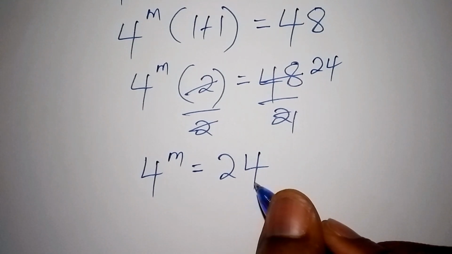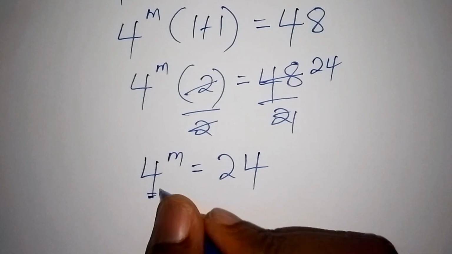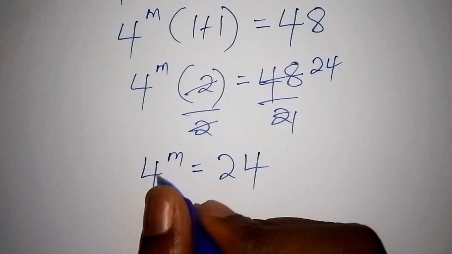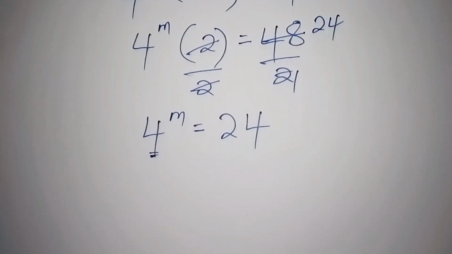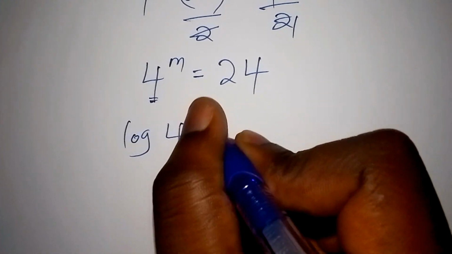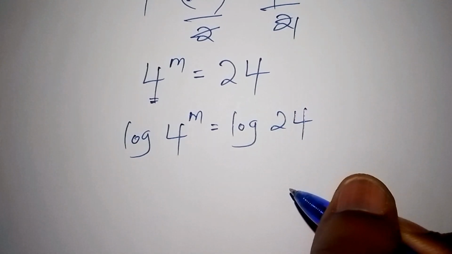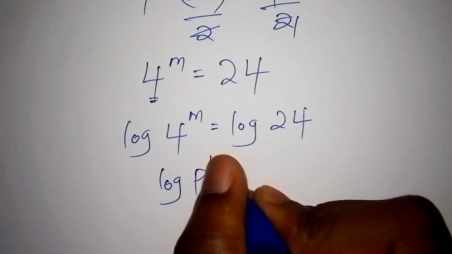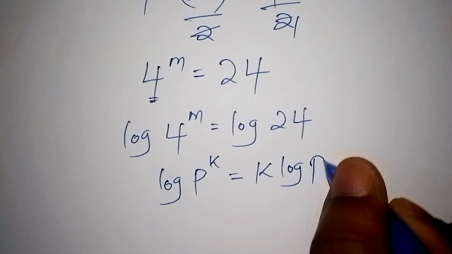Now 24 is our whole number, 4 is the base, and m is the index. There's no way we can change 24, a whole number, to the base of 4. So now we have to introduce the log on both sides. We shall have the log of 4 to the power of m equals the log of 24. Assuming we have the log of p to the power of k, this can also be written as k log p.